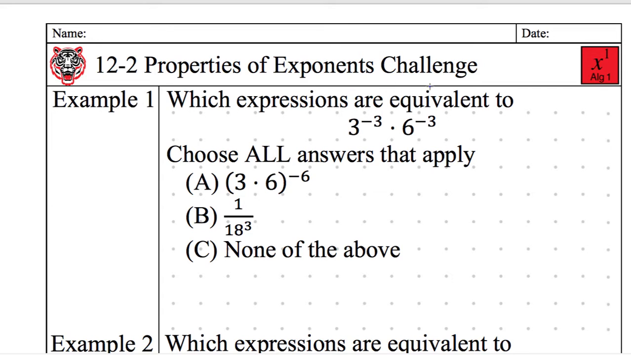We are here in Algebra 1, Lesson 12-2. Today's date is March 13th, 2019. Alright, so properties of exponents challenge. We're doing everything that we did yesterday, but slightly harder.